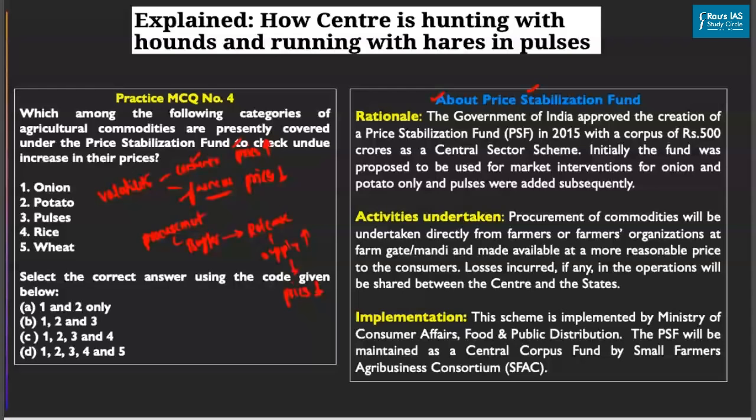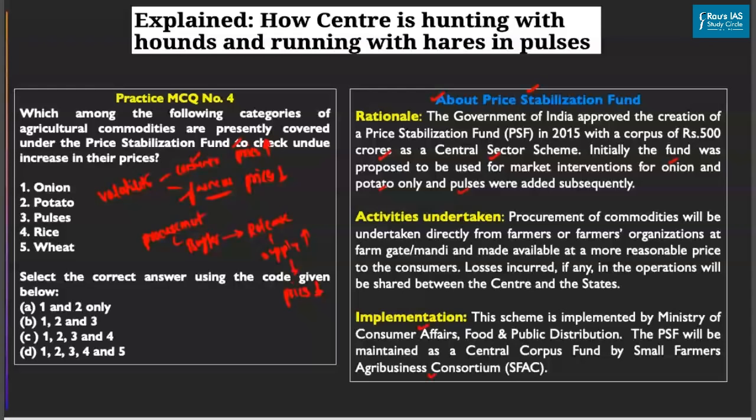So basically the price stabilization fund is a central sector scheme of the government. It was initially created with a corpus of rupees 500 crores. Initially it covered only onion and potato, and later on pulses were added. And please note here that this particular scheme is implemented by the Ministry of Consumer Affairs, Food and Public Distribution. And this corpus, the corpus of price stabilization fund, is maintained with the Small Farmers Agri-Business Consortium.